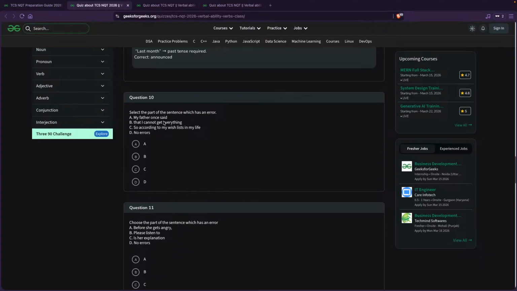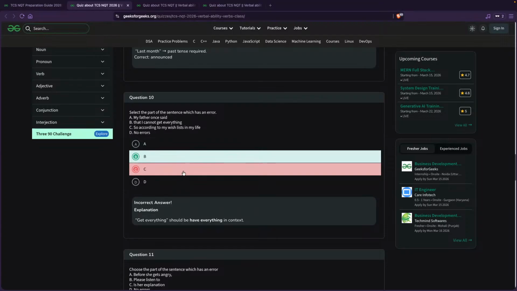My father once said that I cannot get everything. What does that mean? According to my wish list in my life, that I cannot get everything. My father once said. So according to, I think that is incorrect. B, that I cannot get everything. Get everything should be have everything. I cannot have everything.